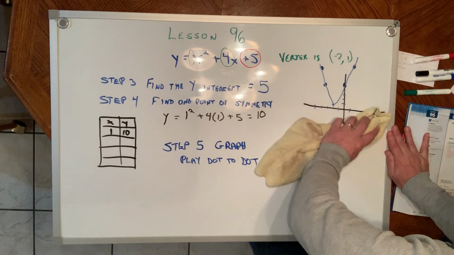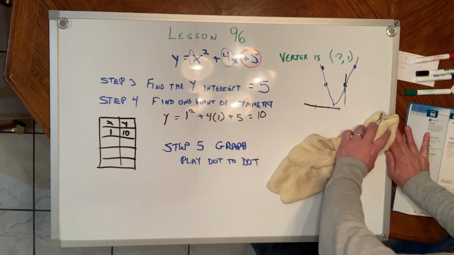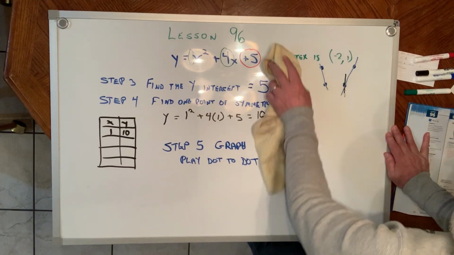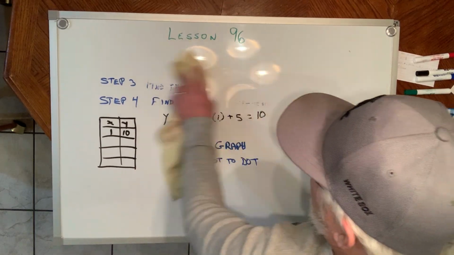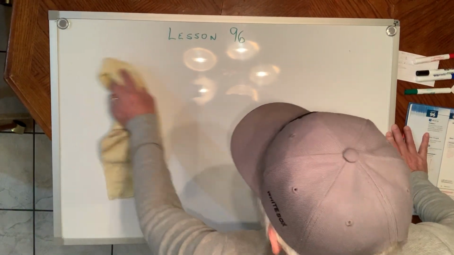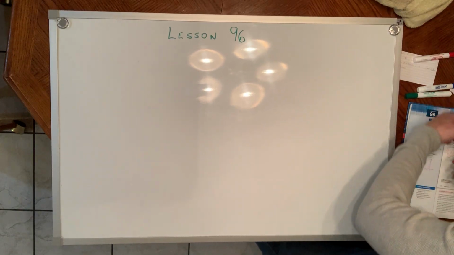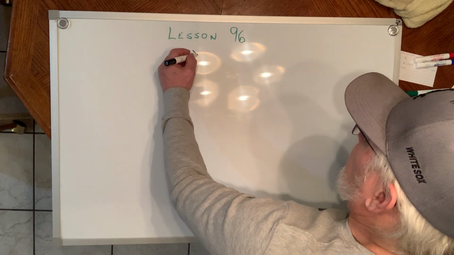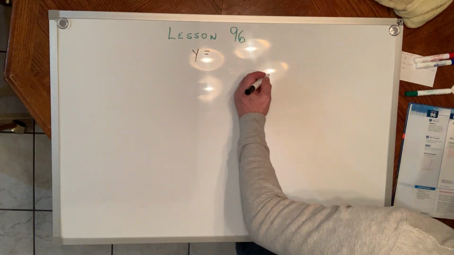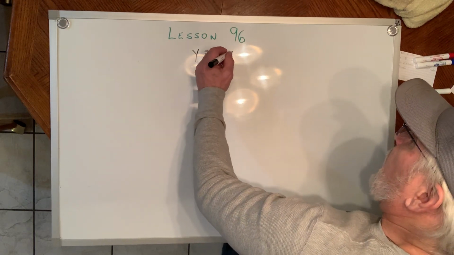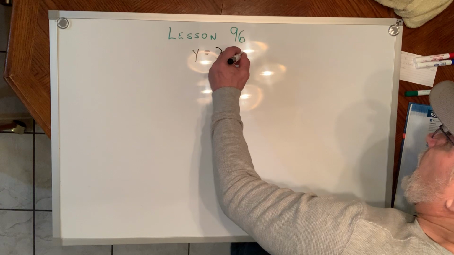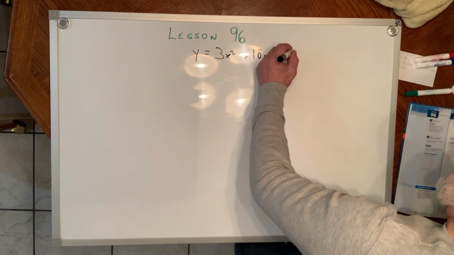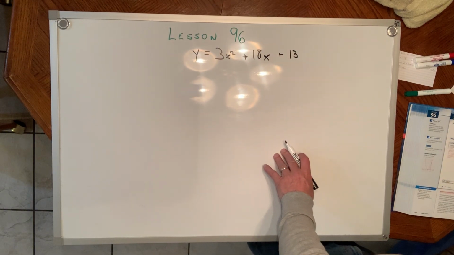All right, so let's go to example number 2. And this is on page 630, these glasses don't work, 39. All right. Here we go. Example number 2. And here's the equation they give us. We're going to do pretty much the exact same thing. y equals 3x squared plus 18x plus 13.